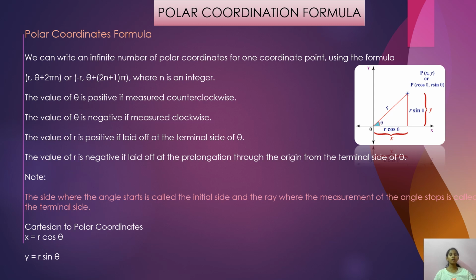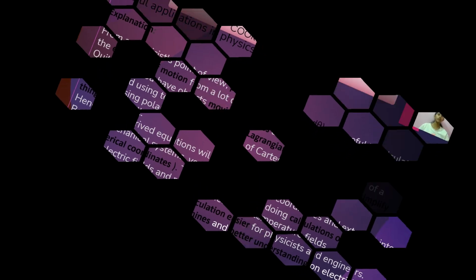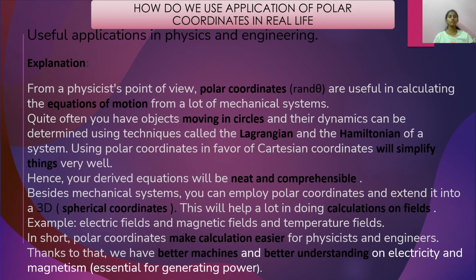So let's know about how we use applications of polar coordinates in real life. Useful applications in physics and engineering. Explanation: from a physics point of view, polar coordinates are useful in calculating the equations of motion for a lot of mechanical systems.